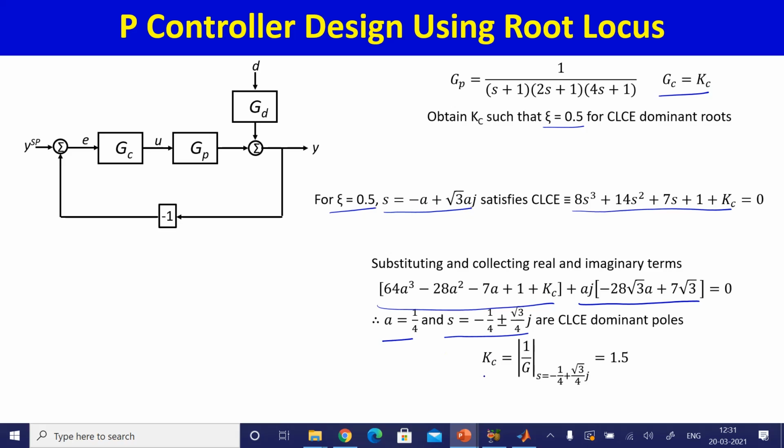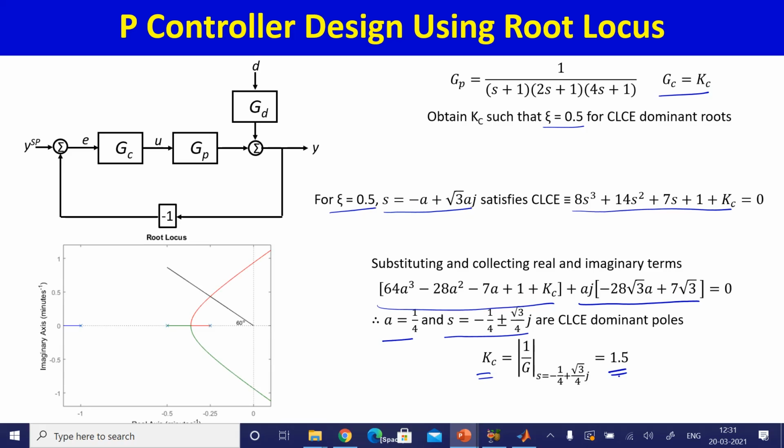dominant pole pair, Kc can be calculated as 1 over the absolute value of G calculated at S equal to the dominant pole, and that gives us Kc is equal to 1.5. And if you look at the root locus, it is pretty standard. So this is minus 1 by 4, that's over here, minus 1 by 2, this is minus 1.